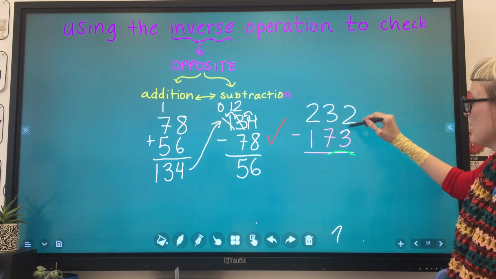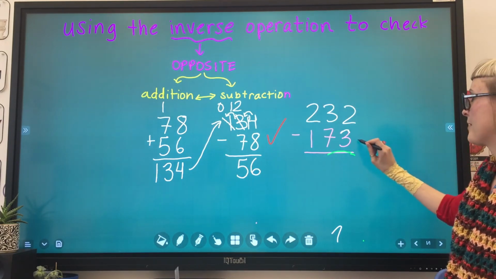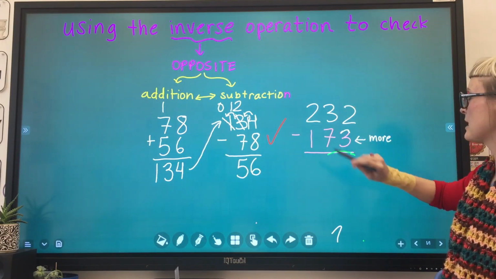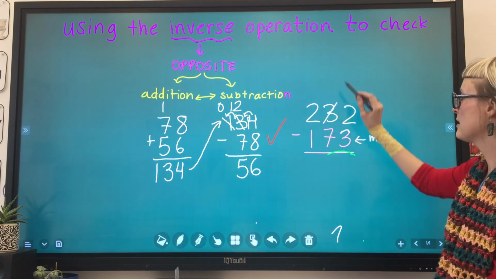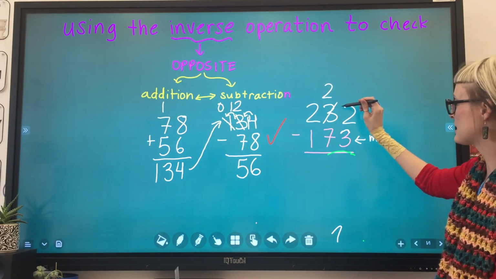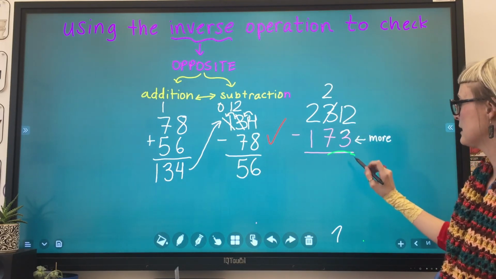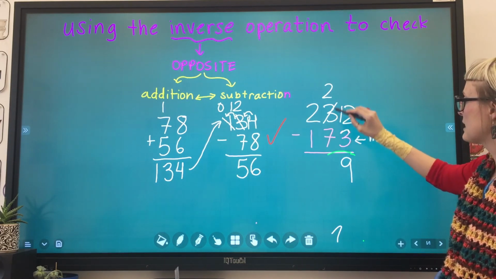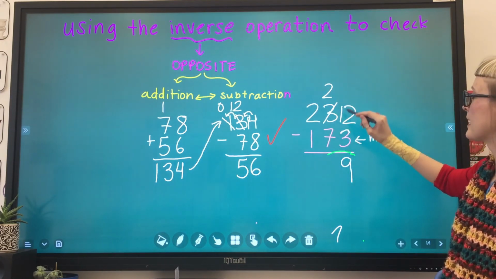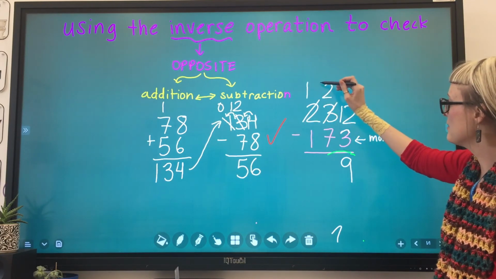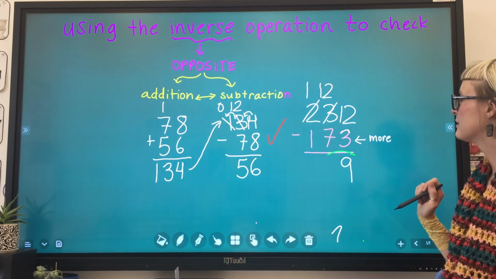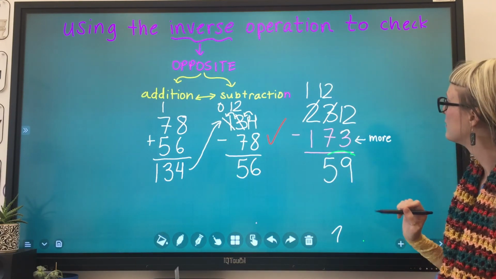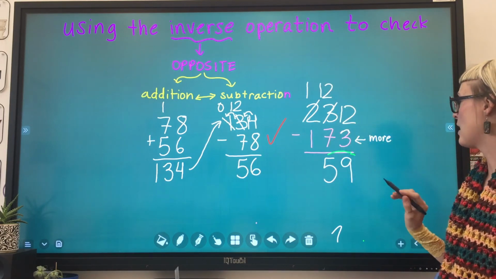Okay, so I have 2 minus 3. Can't do it. I have more on the floor. I need to go next door and get 10 more. I'm going to come over here. I'm going to take 10. I'm going to bring 10 ones here. 12 minus 3, it's 9. Okay. Oh, 7. Can I take 7 from 2? No, I can't. I need to go next door, get 10 more. 12 minus 7 is 5. 1 minus 1 is 0.